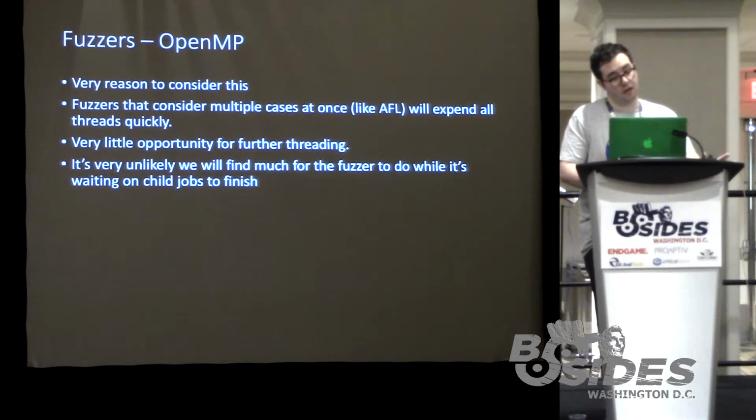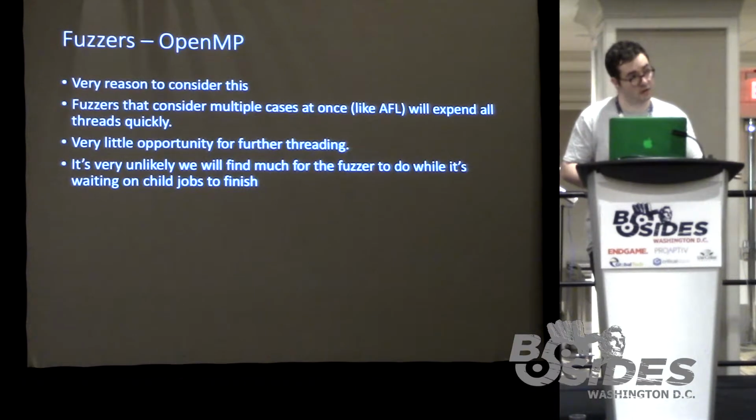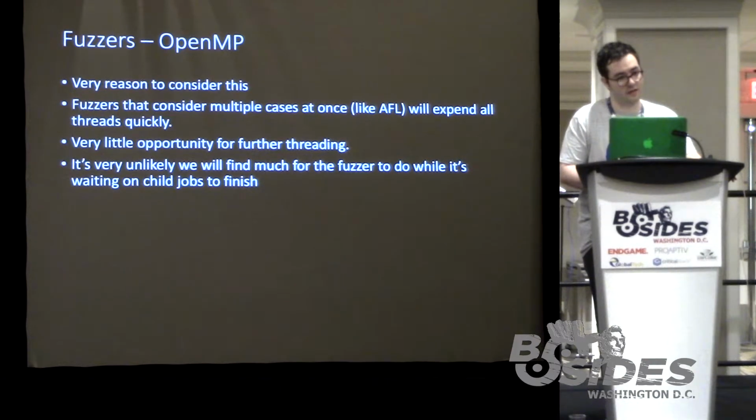Then there's the reasonable consideration that maybe if we thread our fuzzing processes, we'll get some gain out of this. The problem is that most fuzzer authors have already done this and thoroughly integrated OpenMP, so there are not many opportunities to speed it up there, fortunately. It's kind of smart people doing smart things already. It's very unlikely we will find much for the fuzzer to do while it's waiting for its child jobs to finish anyway.